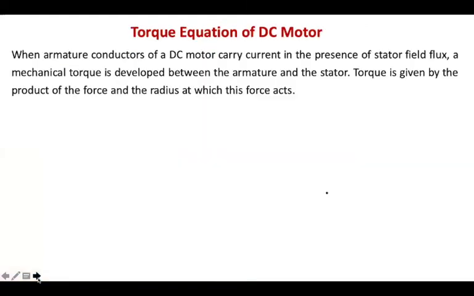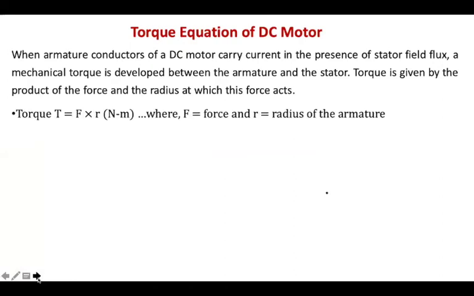Now we'll try to derive the torque equation of the DC motor. When armature conductors of a DC motor carry current in the presence of the stator field flux, a mechanical torque is developed between the armature and the stator. The torque is given by the product of force and the radius at which the force acts. This is your basic equation, how you define the torque: torque is equal to the force into the radius of the movement.